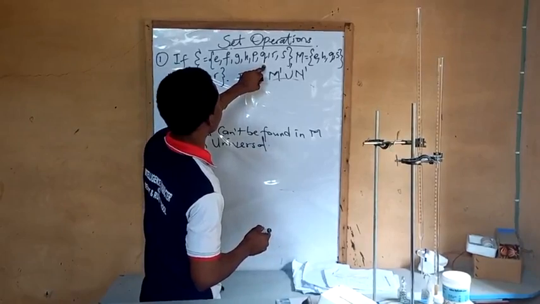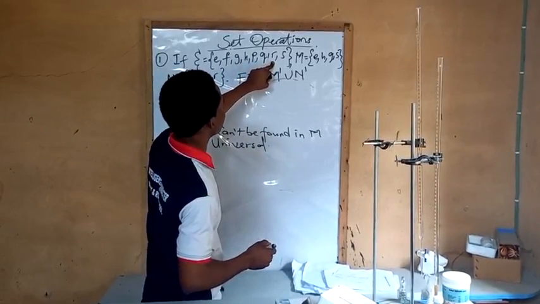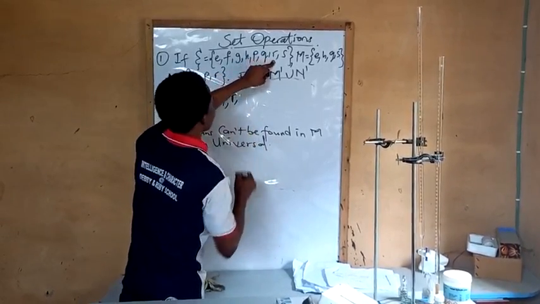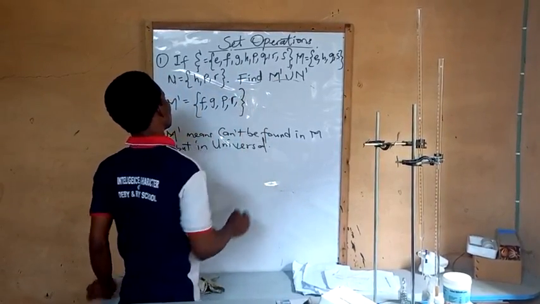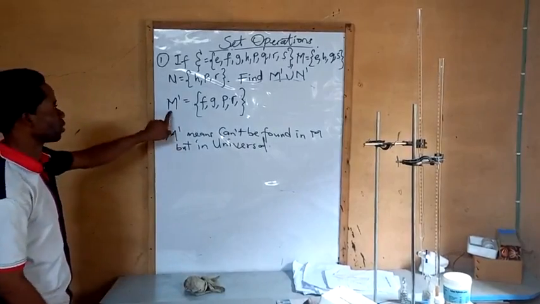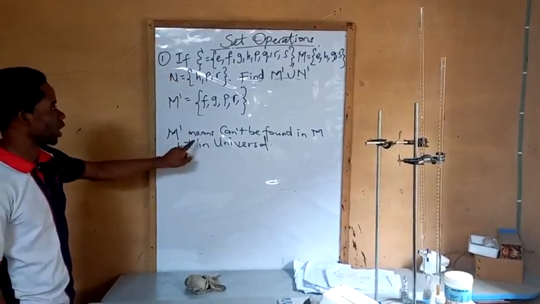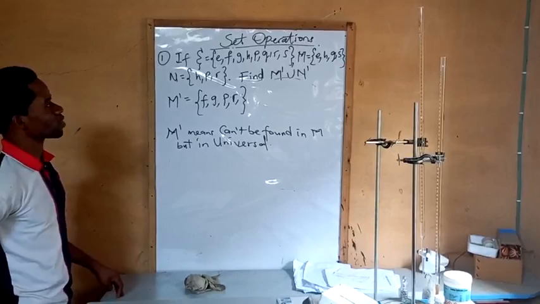Q, can we find Q in M? Yes. R, can we find R in M? No. S, can we find S in M? Yes. So this is M prime. That means it cannot be found in M, but in universal.